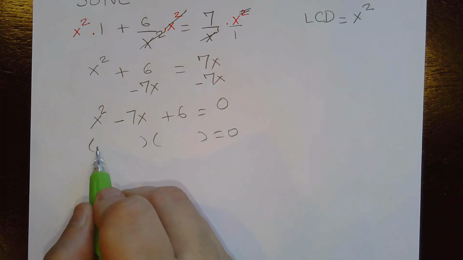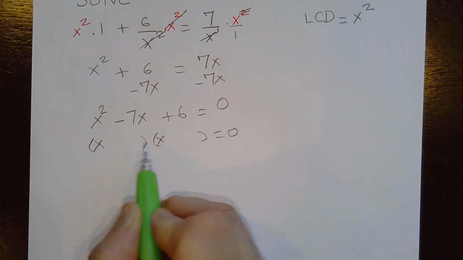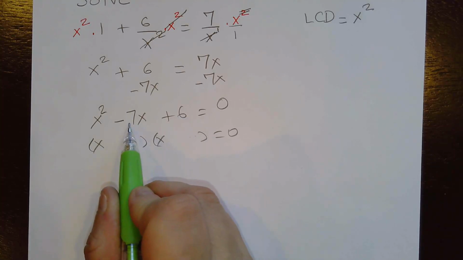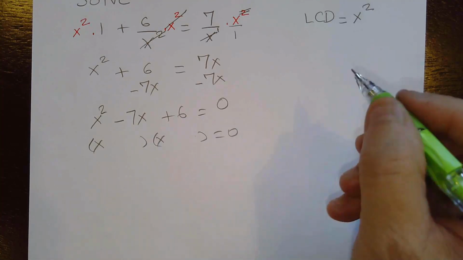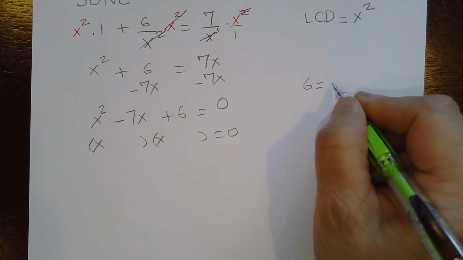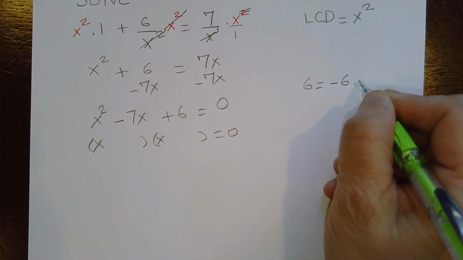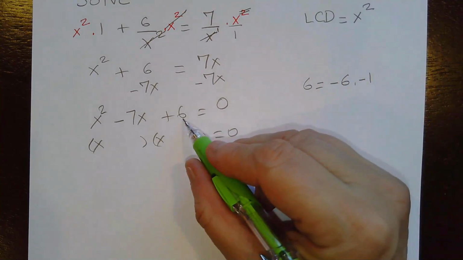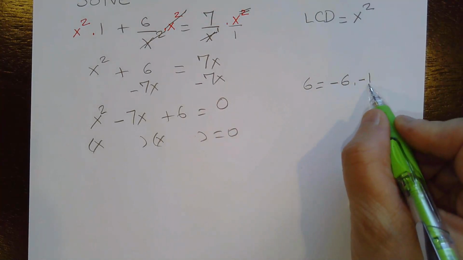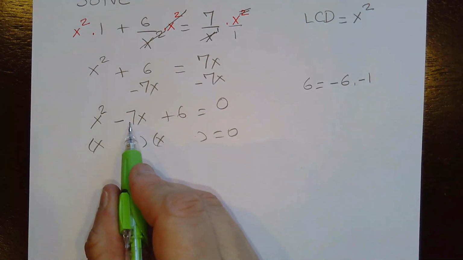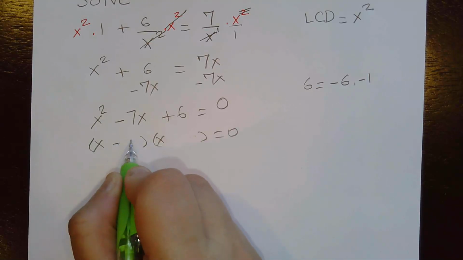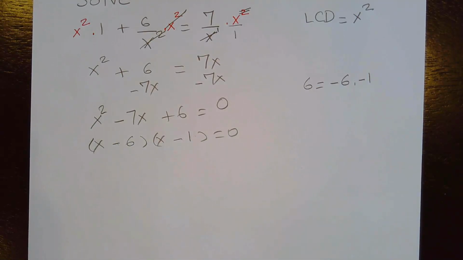Here we have x squared, so we have x and x. We need to find two numbers whose product is a positive 6 and whose sum is negative 7. So that would be negative 6 and negative 1. Negative 6 times negative 1 gives me positive 6, and that's the product. Negative 6 plus negative 1 gives me negative 7, and that's the coefficient of the middle term. So this is the correct factoring right here: x minus 6 times x minus 1.